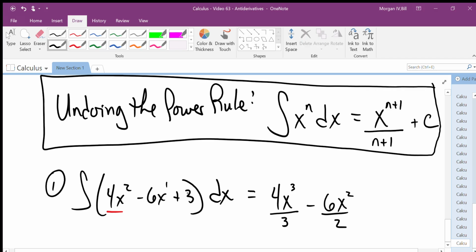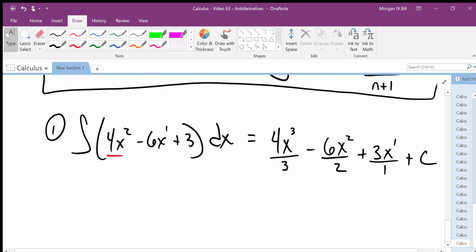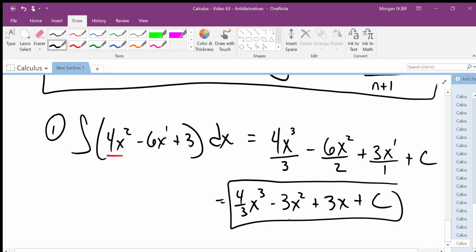All right, this is a constant 3, or 3x to the 0, if you will. So plus 3, now x to the first, divided by my new exponent of 1. And then plus some constant c. So it looks like this: 4/3 x cubed minus 3x squared, 6 over 2 is 3, plus 3x plus some constant c. That is the antiderivative.